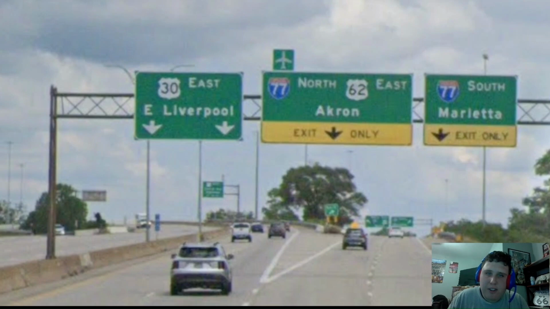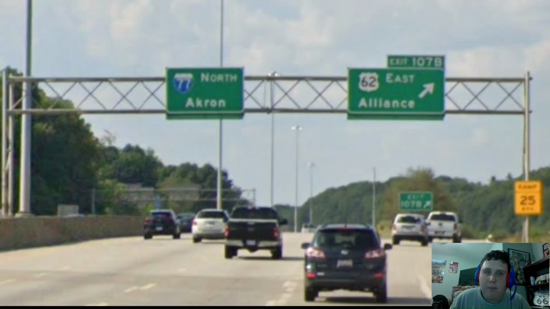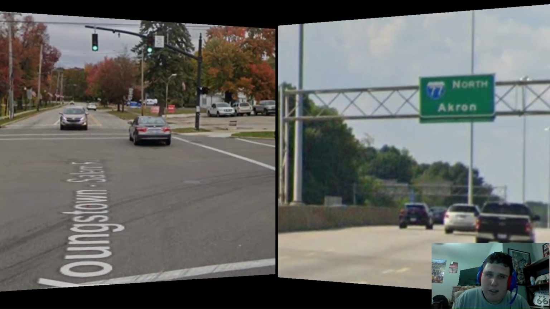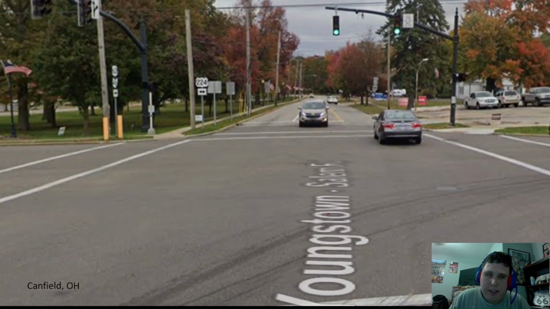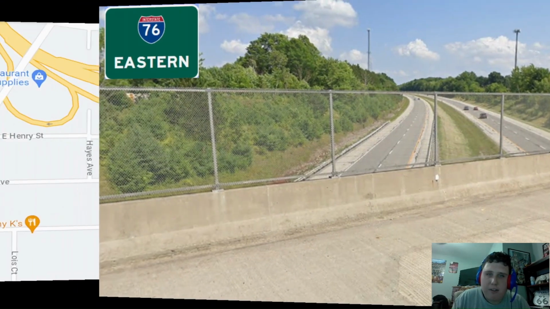Here is US 62 splitting off from US 30 and joining Interstate 77. And now we're signed northeast for Akron, while 77 gets no comment. Here is US 62 splitting off from Interstate 77, and now signed east for Alliance. On our way to Alliance, this is in Canfield, and we're actually meeting US 224, which is actually the western end of Interstate 76 Eastern. And sadly, we have no access to Interstate 76 Eastern as we head into Youngstown, Ohio.